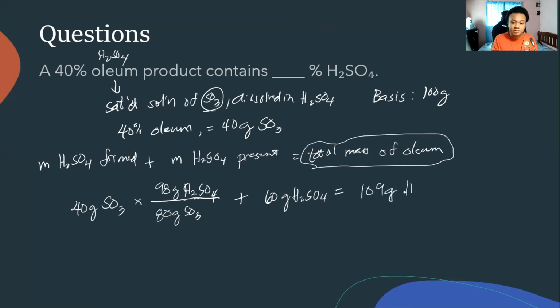100 grams H₂SO₄, or 109% SO₄. Okay? That's the answer, 109. Actually, really easy.